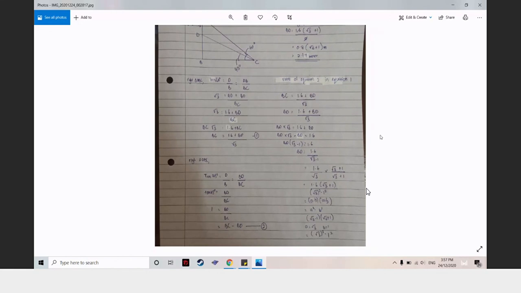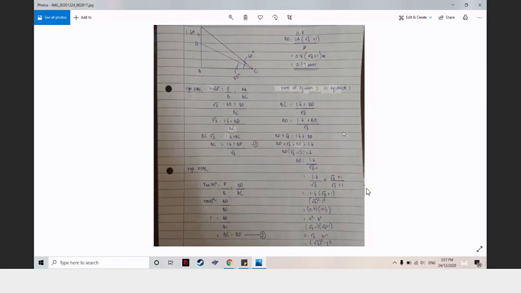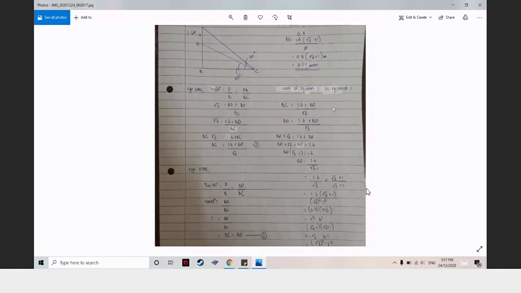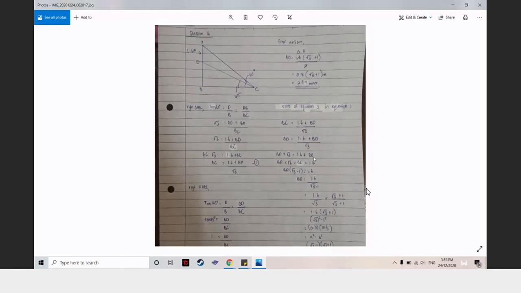Okay, so basically you just equate the two equations, then we can solve for BD. So BD equals 1.6 plus BD over root 3. Okay, so I think this one should be okay. So that means BD equals 1.6 over root 3 minus 1. We just need to compute.